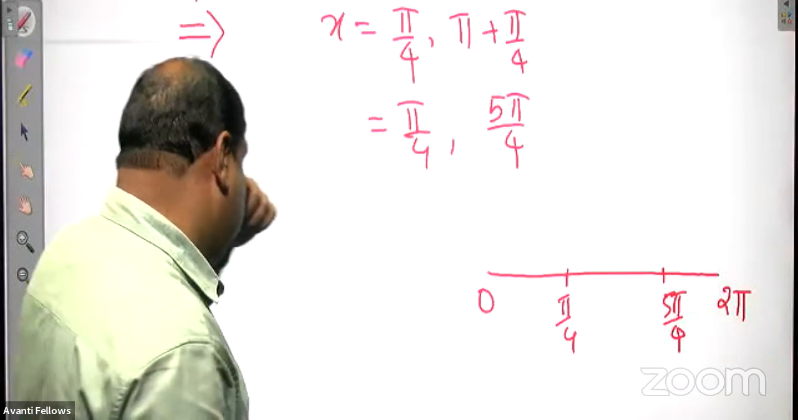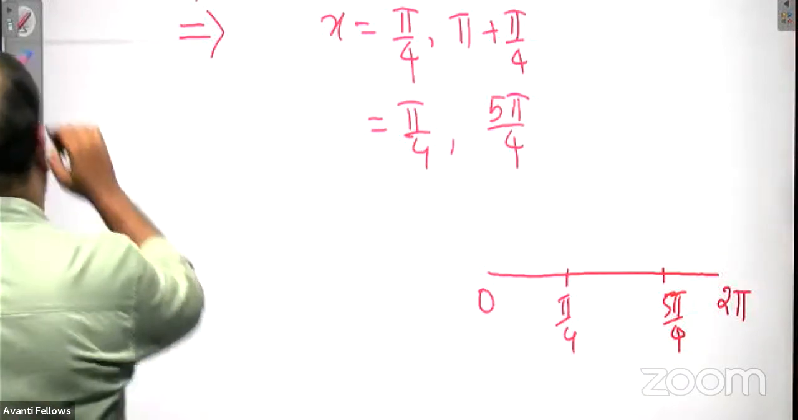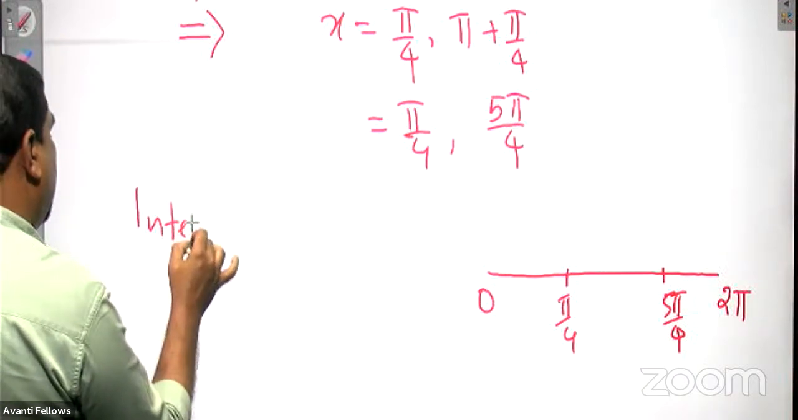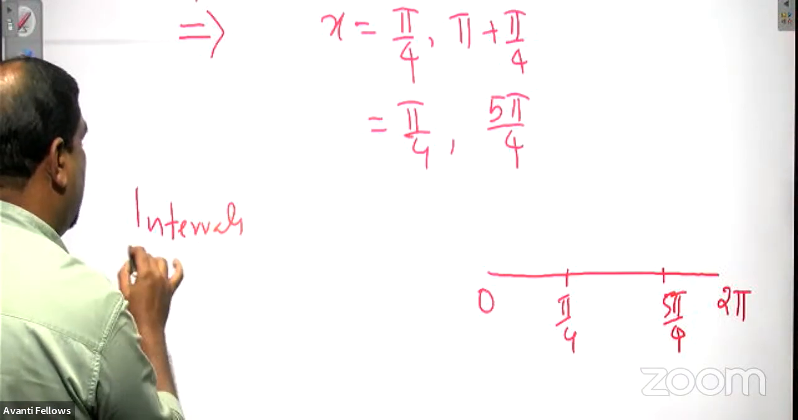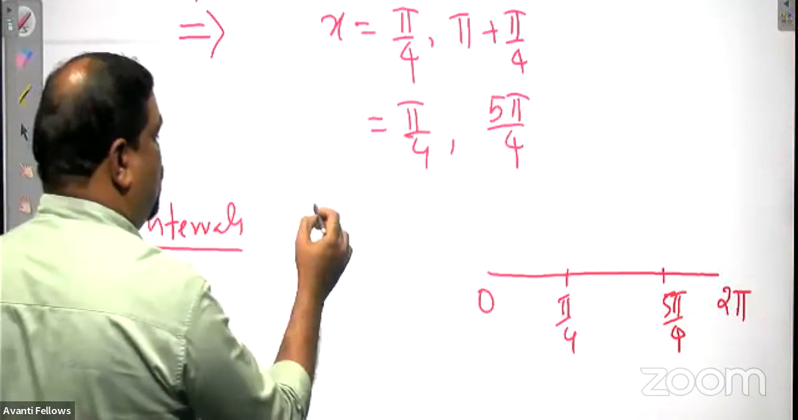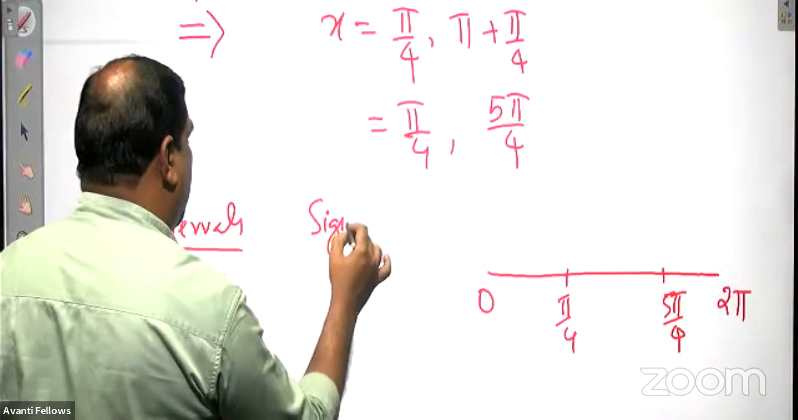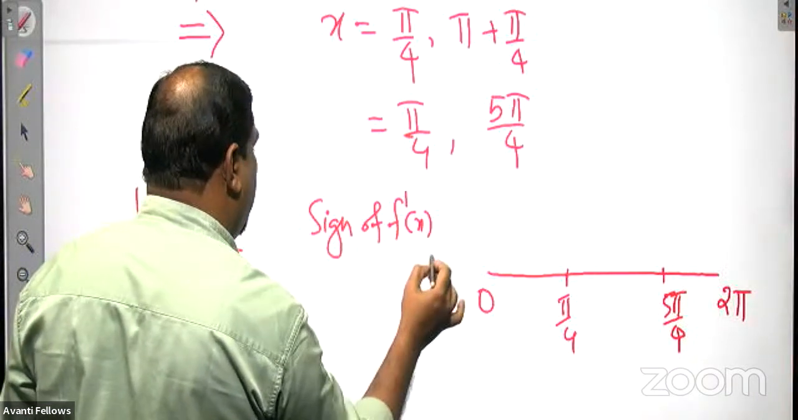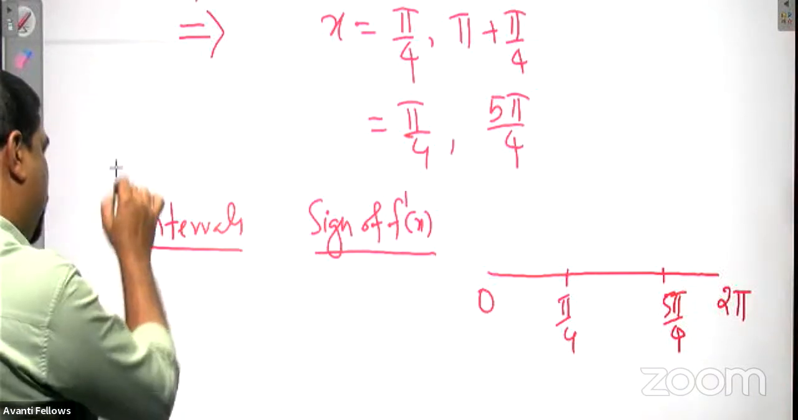Okay. So we will write, as earlier, the intervals and the sign of f dash x. Remember, the sign of f dash x is what we are going to check.